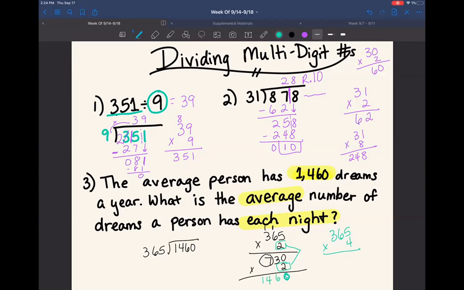So that works out. Now if I were to do 365 times 4, 5 times 4 is 20. I carry my 2. 6 times 4 is 24, plus 2 is 26. And then 3 times 4 is 12, plus 2 more is 14. So both answers gave me 1460. I put my 4 on the top, I subtract by 1460, and I get what? 0. So how many dreams does a person have a night? They have an average of 4 dreams. 4 dreams a night. Okay.